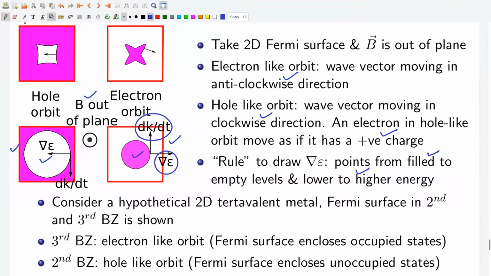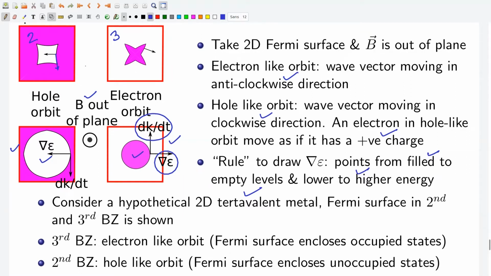For example, take a hypothetical 2D tetravalent metal. I have already shown how to draw the free electron Fermi surface for a 2D tetravalent metal. This is how the Fermi surface looks like in the second Brillouin zone, and this is how it looks like in the third Brillouin zone. The first Brillouin zone is completely full and not shown here. In second Brillouin zone, we have a hole-like Fermi surface. This is the gradient and dk/dt points in this direction.